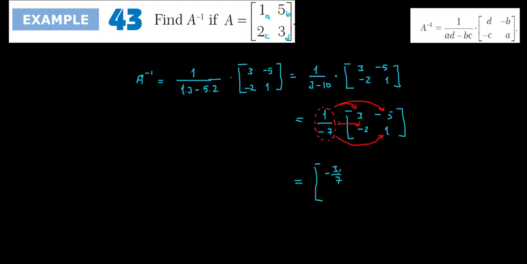The sign can be written in front. Minus 1 over 7 times minus 5, it's equal to 5 over 7. It should be minus 1 over 7 times minus 2, it's equal to plus 2 over 7. And the last one, minus 1 over 7 times 1, it's equal to minus 1 over 7 it should be. So this is the inverse of the matrix A.